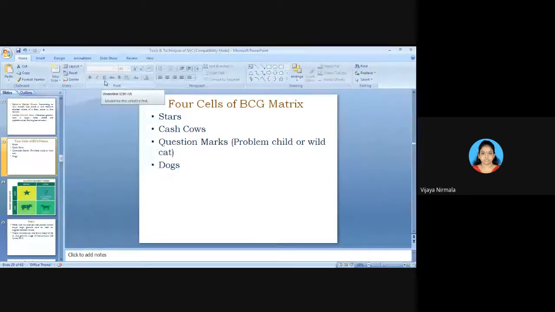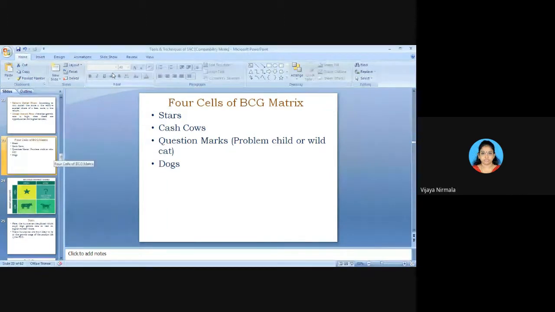On the basis of the above classification, that is relative market share and market growth rate, the firms in an industry can be classified into four types. One is stars, cash cows, question marks, or you call it problem child or wildcat, and dogs. So these are the four cells now: stars, cash cows, question marks, and dogs.